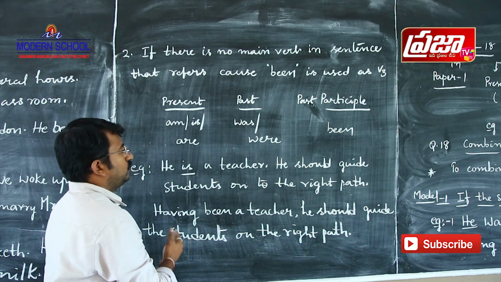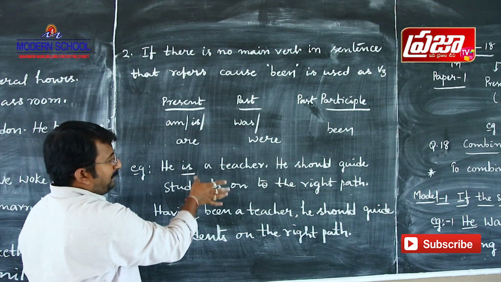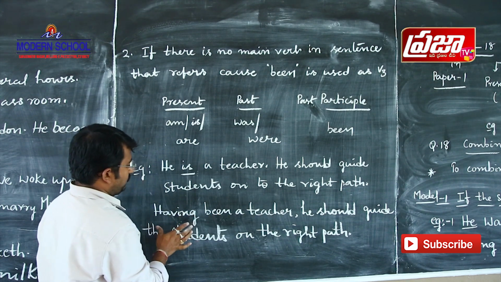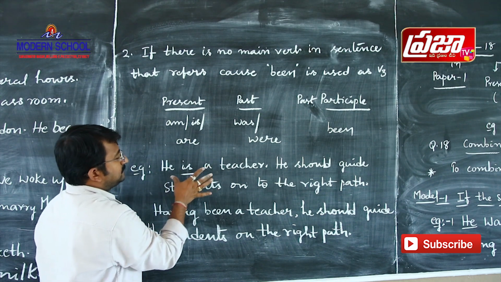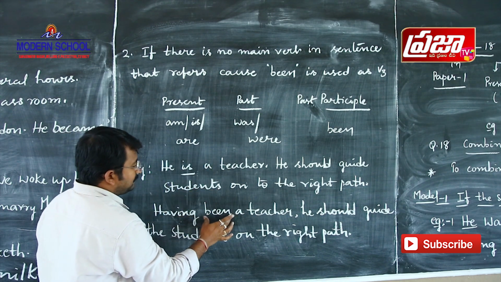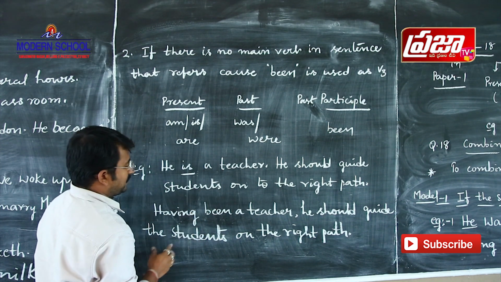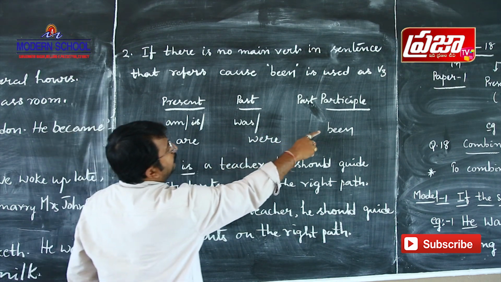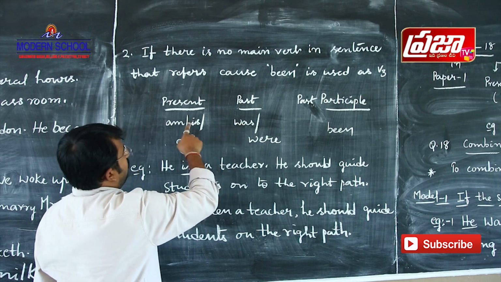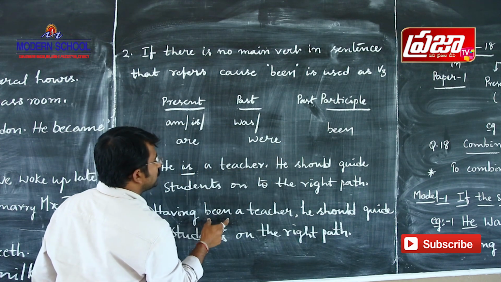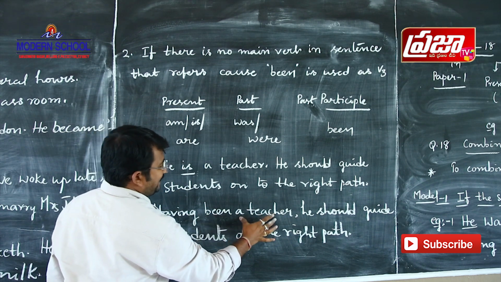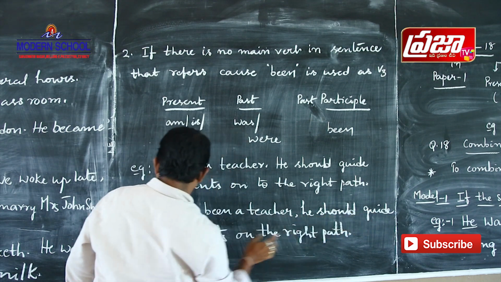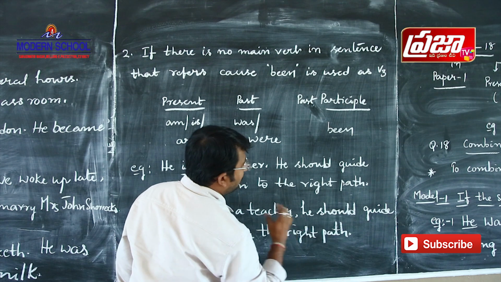If such is the case, how do we combine the given pair of sentences using the perfect participle? Let us see. We have to use having plus V3, I said, right? Having plus V3 it is asked to write. The V3 form of this is been. So we use been: having been a teacher. Here the subject is one and the same, so we write: he should guide the students on the right path.